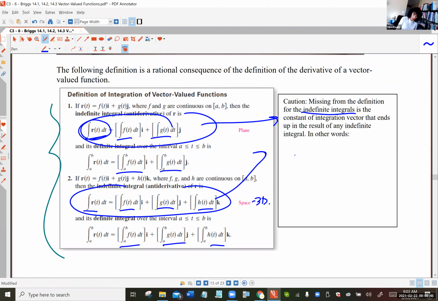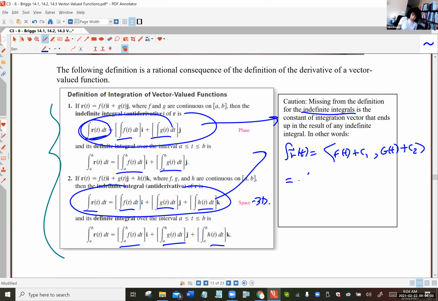So when you integrate a vector valued function, let's just do the 2D version because it's easier. You're going to get an antiderivative plus some constant. We'll call it C1. And with the second component, you'll get some antiderivative plus C2. So you have to remember that.